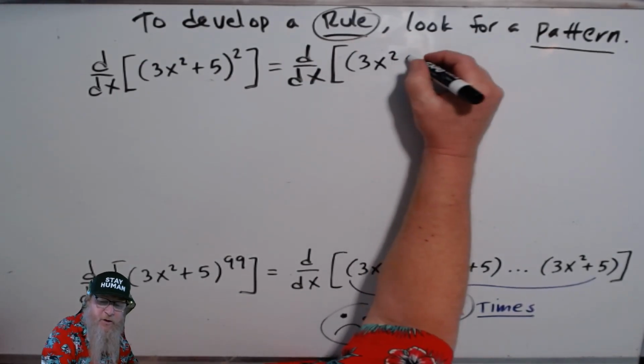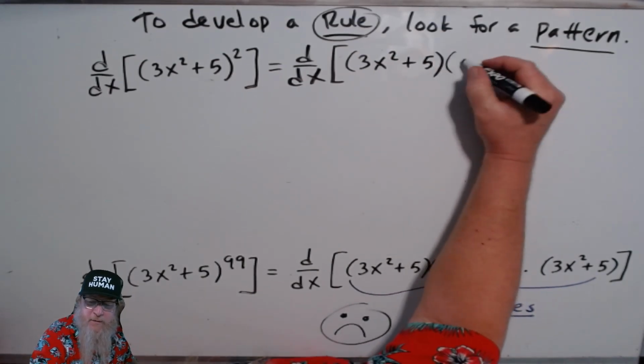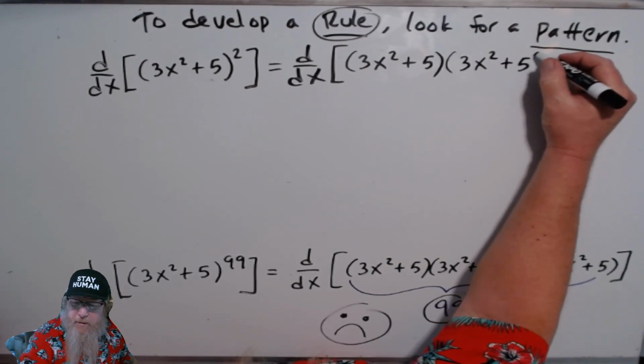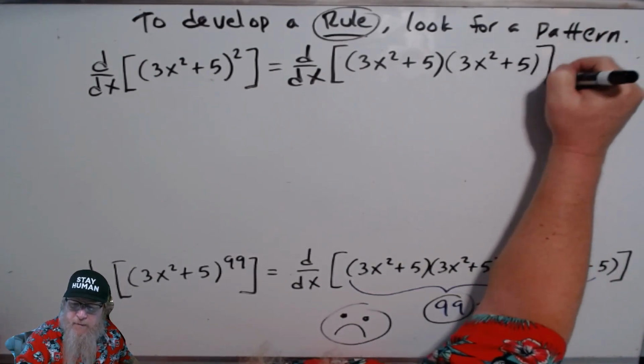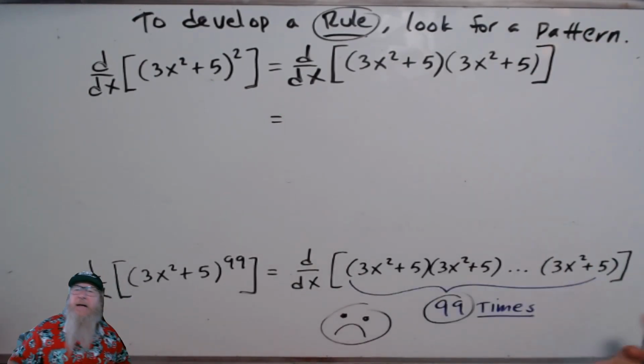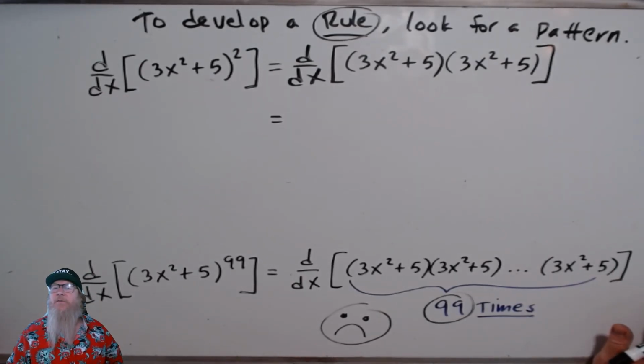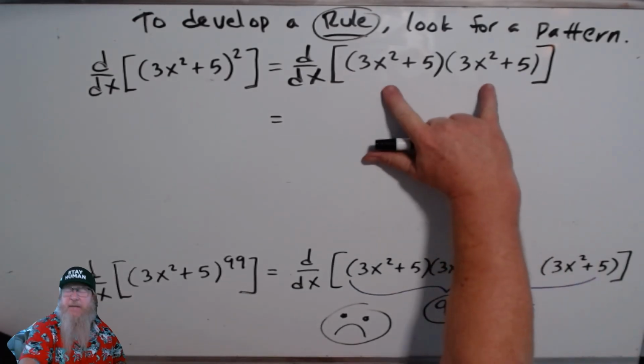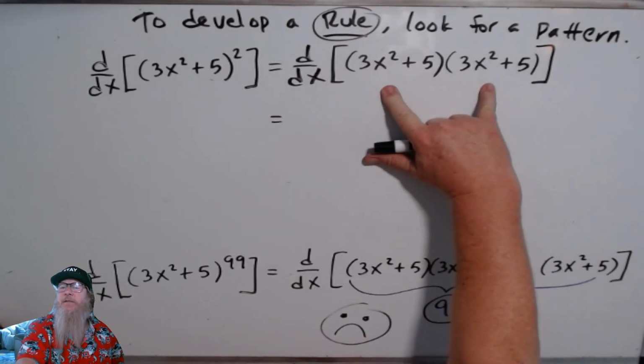It's a nice review of the product rule that you hopefully remember from the last couple videos. So 3x squared plus 5 squared means to write 3x squared plus 5 twice.